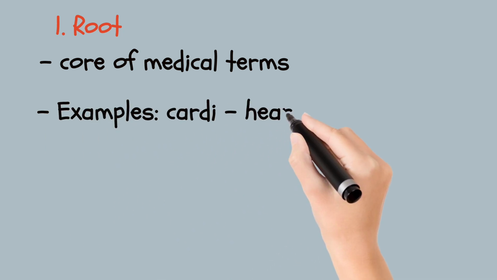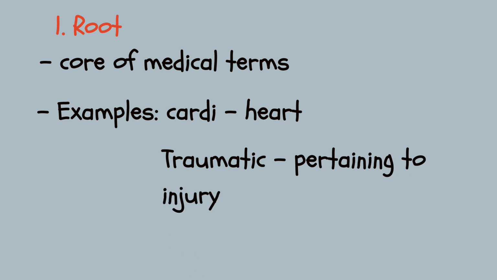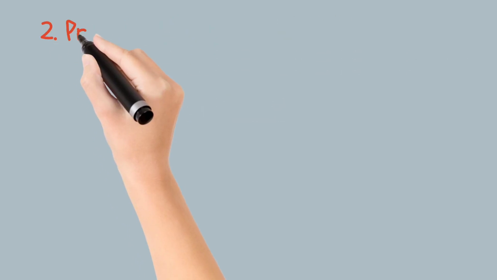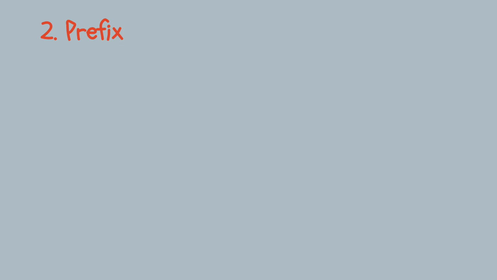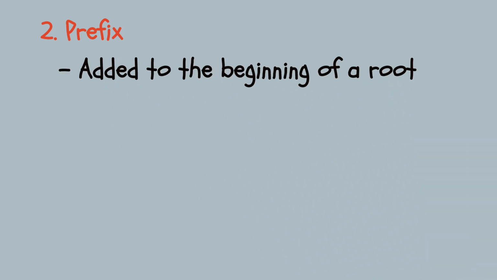Examples: cardi, which refers to the heart. Traumatic means pertaining to injury. Urea means urination. The next word part we'll be looking at is the prefix. That's number 2. Prefixes are added to the beginning of a root to modify its meaning.